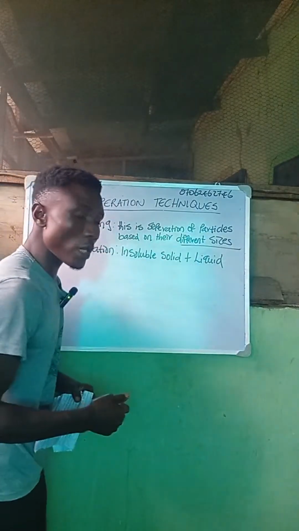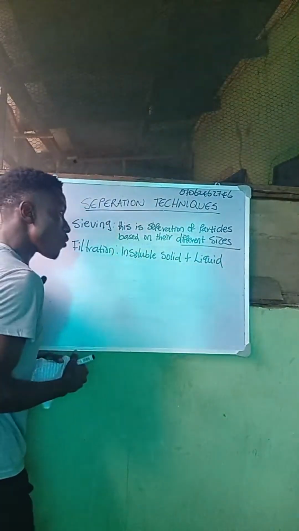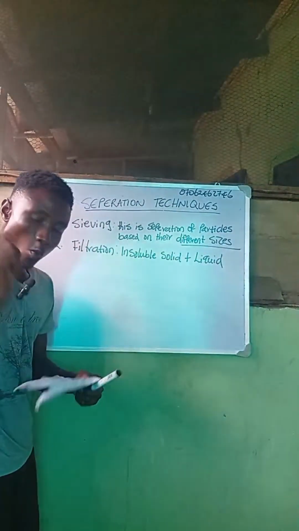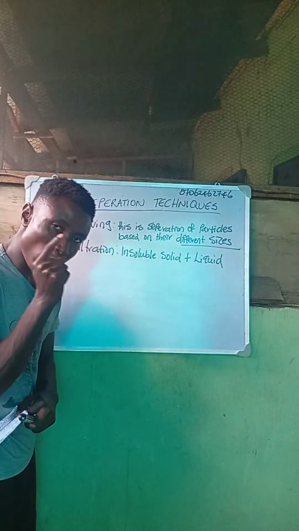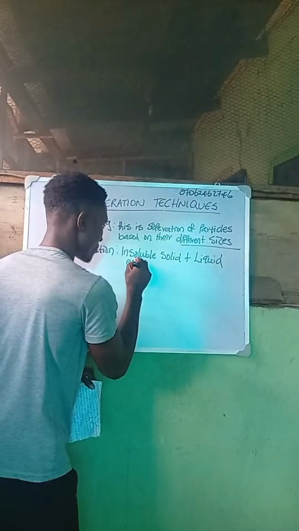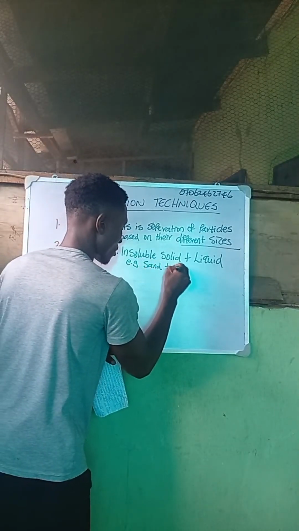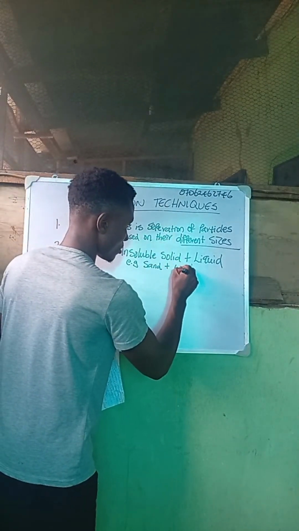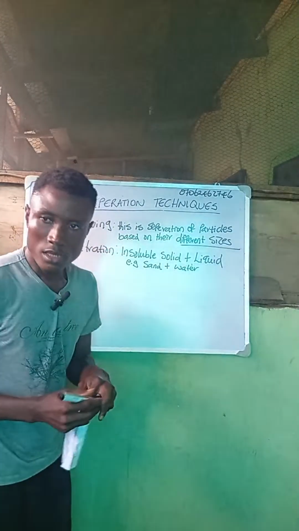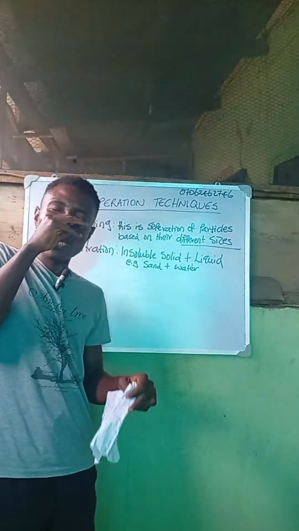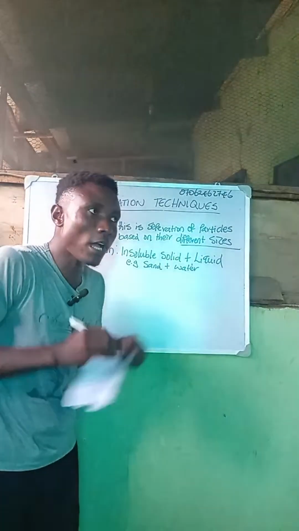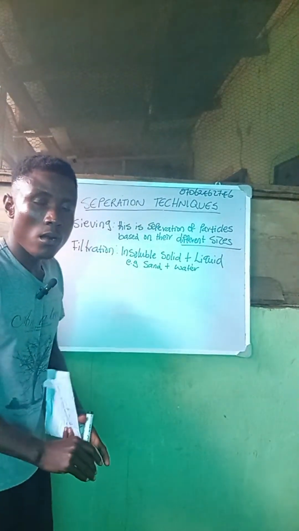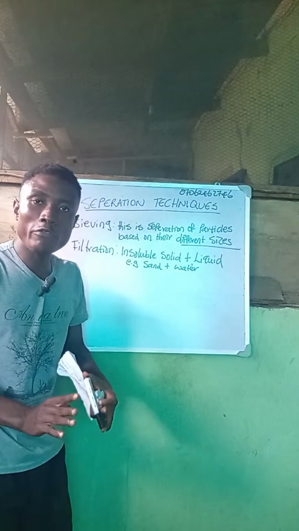So we say insoluble solid plus liquid. Example is sand plus water. You don't pack sand and put it inside water and say, oh, I will make this water cleaner. You filter. At this particular point, you would filter.